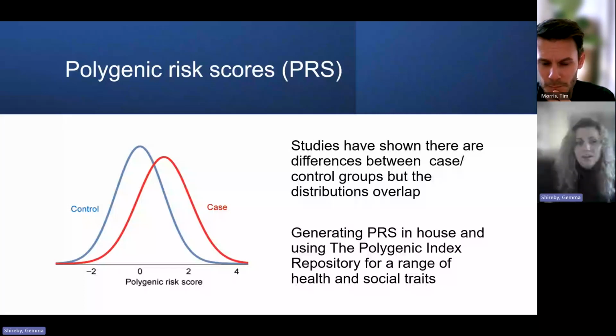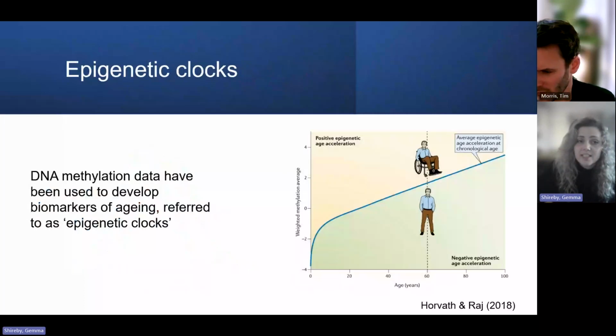As well as that, we are deriving epigenetic clock measures for our data. Essentially, epigenetic clocks use DNA methylation data to create biomarkers of aging. If you have positive epigenetic age, you're essentially biologically older than you should be, and if you have negative epigenetic age, you're biologically younger than you would be expected to be.